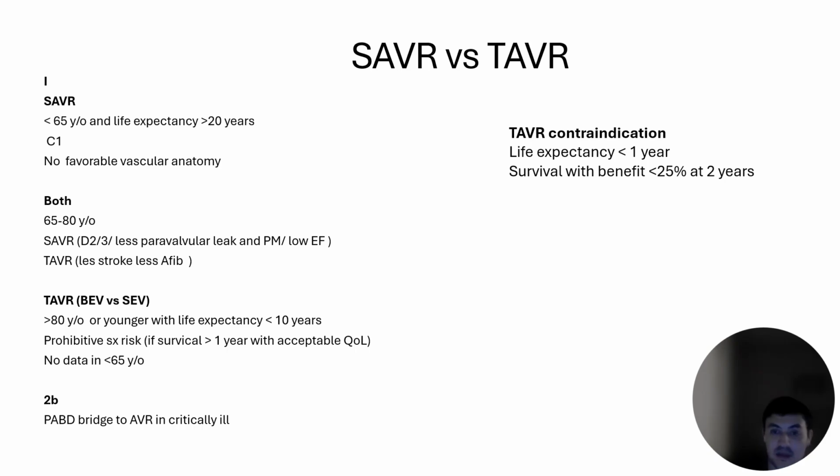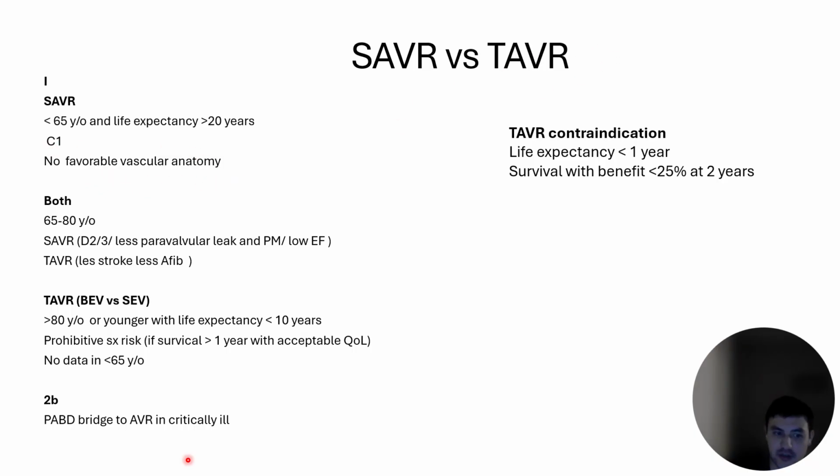Now, what are the bioprosthetic types? Mechanical, remember, is surgery. For bioprosthetic, you have surgical, or you have TAVR, which is transcutaneous. This is surgical aortic valve replacement versus transcutaneous aortic valve replacement. Class 1 recommendation for surgical aortic valve replacement if the patient is less than 65 years old and the lifespan is more than 20 years. Patient is in C1 as well. If the patient is asymptomatic and doesn't have symptoms, it's preferable to do surgical aortic valve replacement, meaning a normal ejection fraction and no unfavorable vascular anatomy.